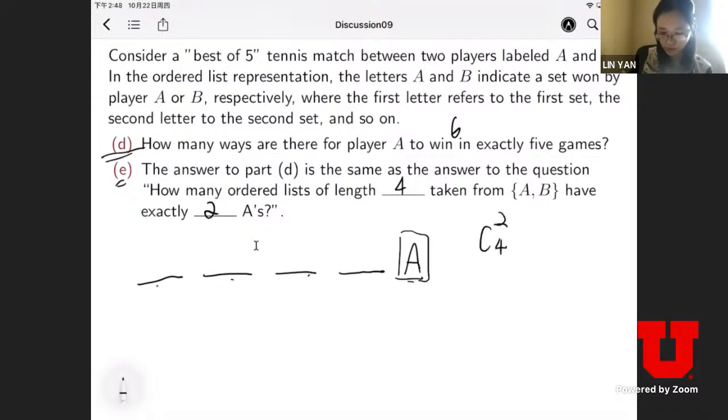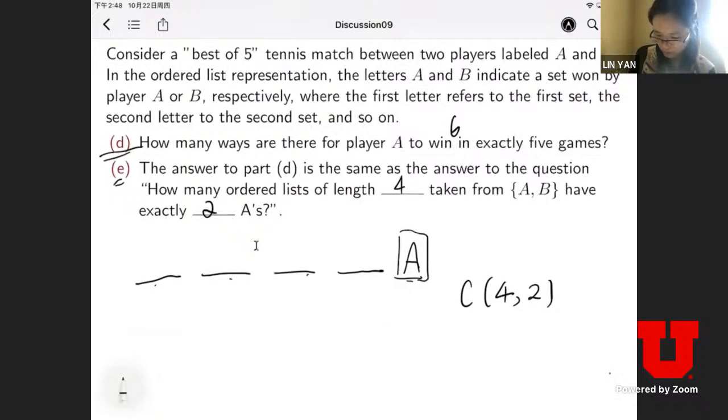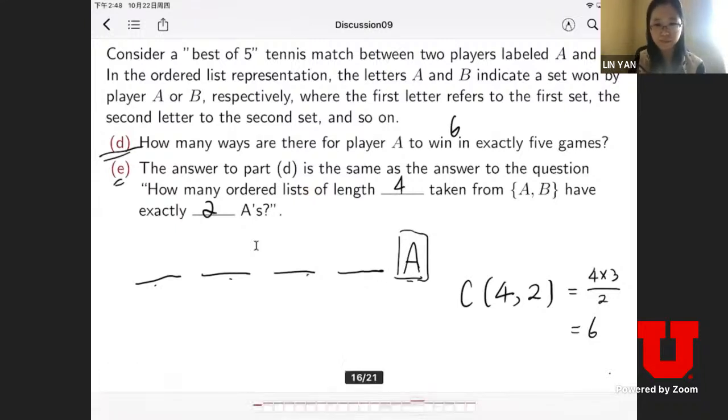Another one is also 4 choose 2. 4 choose 2 is equal to 4 times 3 over 2, which is equal to 6. Any question on this problem?